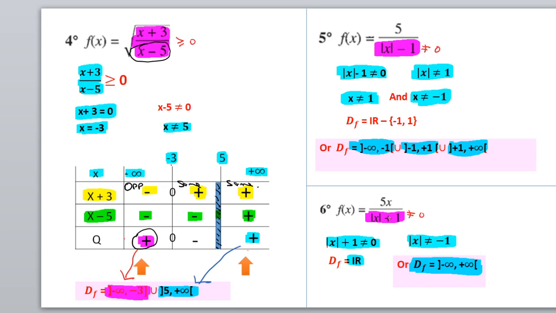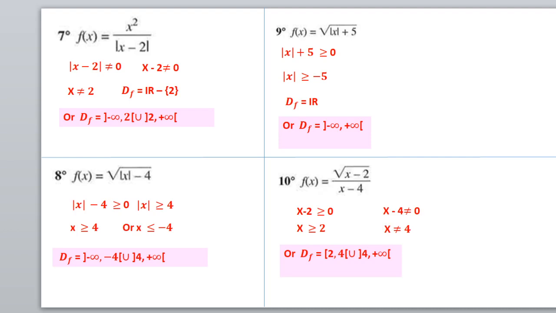It has no problem with any number. We go to number 7. Again, absolute x minus 2 is not equal to 0. So x minus 2 is not equal to 0, which means that x is not equal to 2, that's all. Okay. So if x is not equal to 2, the domain of definition is all the numbers except 2, meaning minus infinity to 2, union 2 to plus infinity. This is it, easy so far.